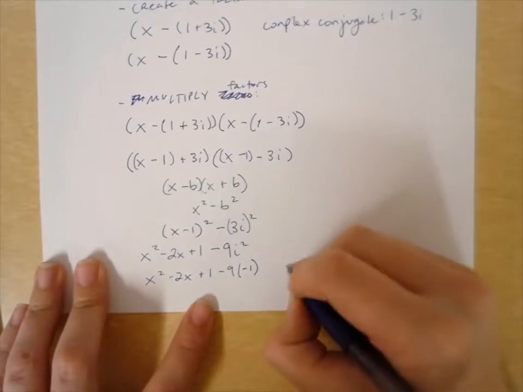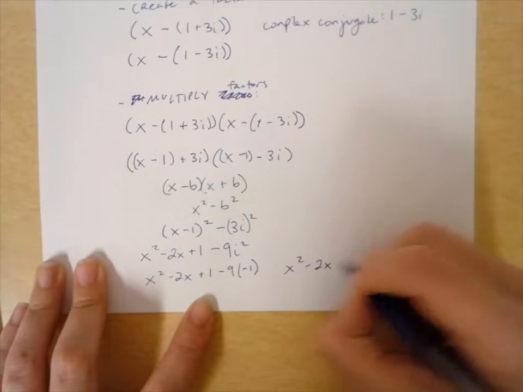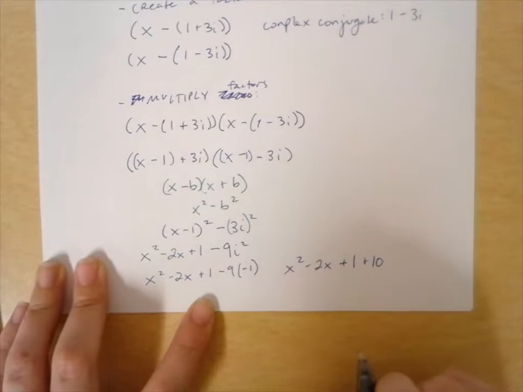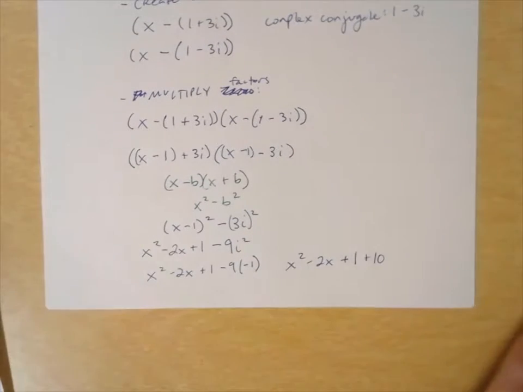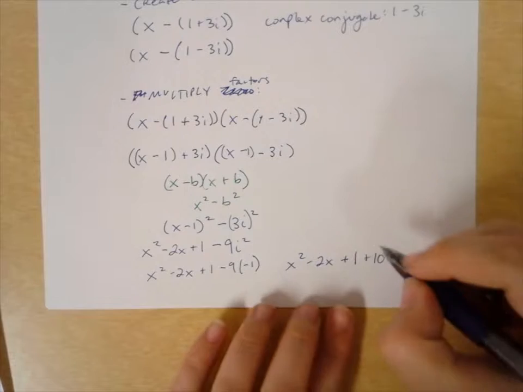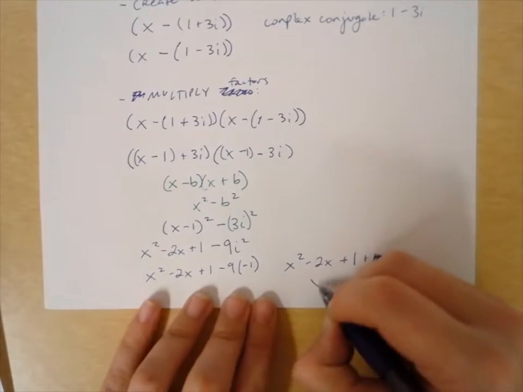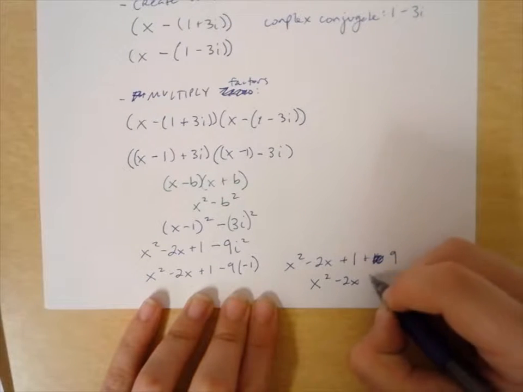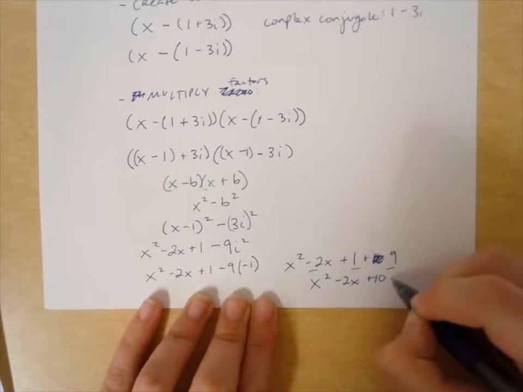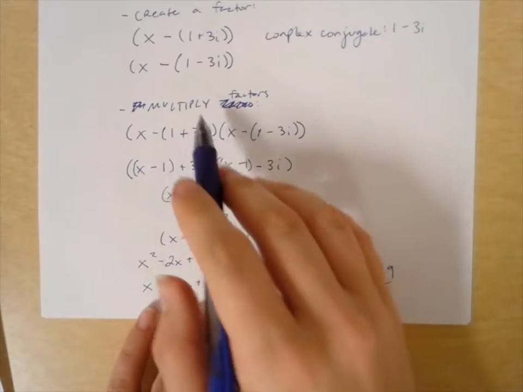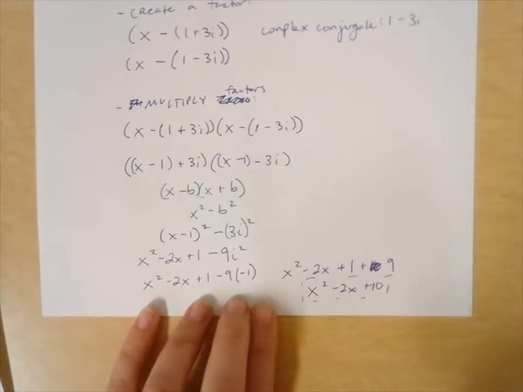I'm going to write it over here to the side. x squared minus 2x plus 1 plus 9, I meant to say 9 here, and then I get x squared minus 2x plus 10. That is the polynomial that could be factored out to be 1 minus 3i, 1 plus 3i.